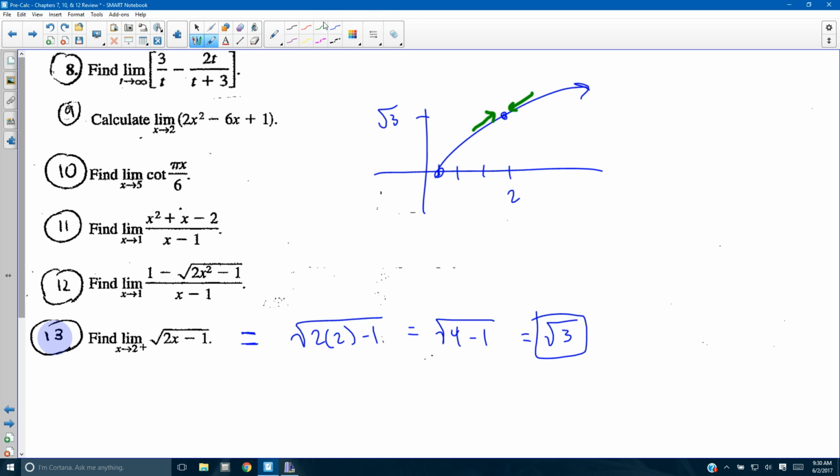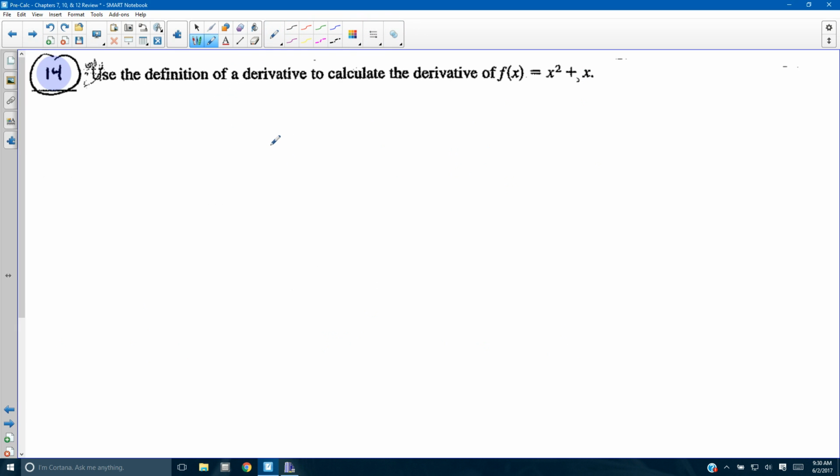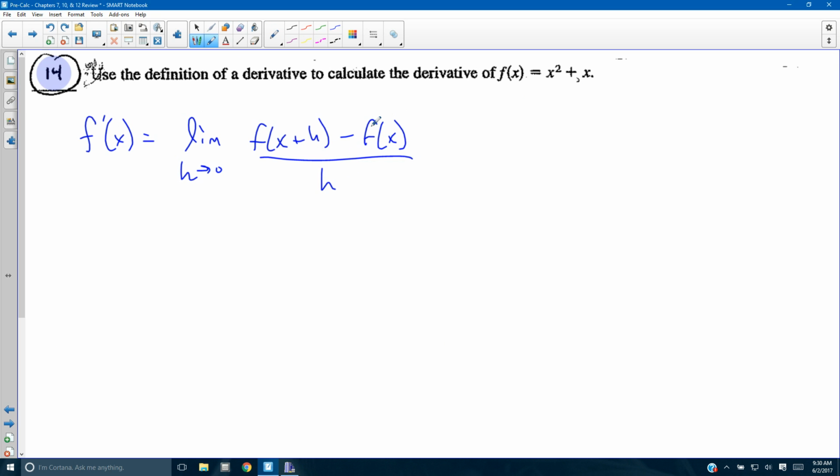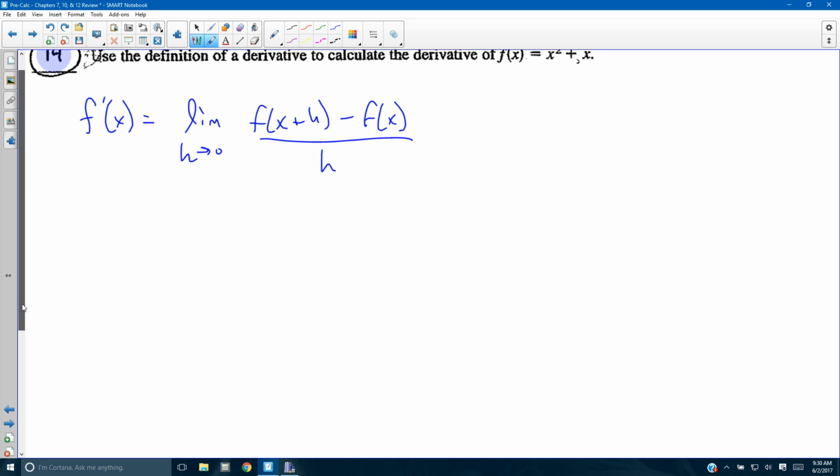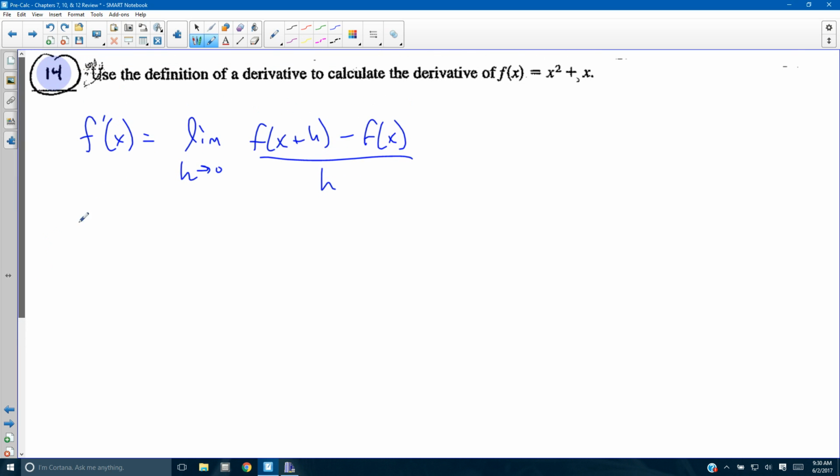There you go. Number 14, use the definition of a derivative to calculate the derivative of f of x equals x squared plus x. So it looks a little bit like the last one that we did here. We're going to use the limit process again. The limit as h approaches 0 of f of x plus h minus f of x all over h. Anywhere you see an x, substitute x plus h in for the function right here.